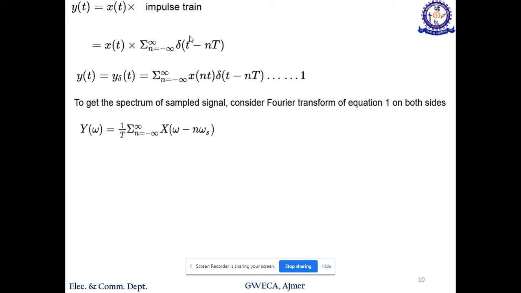If you want to solve it, then after solving using the Fourier series expansion and Fourier transform, you will get the output.